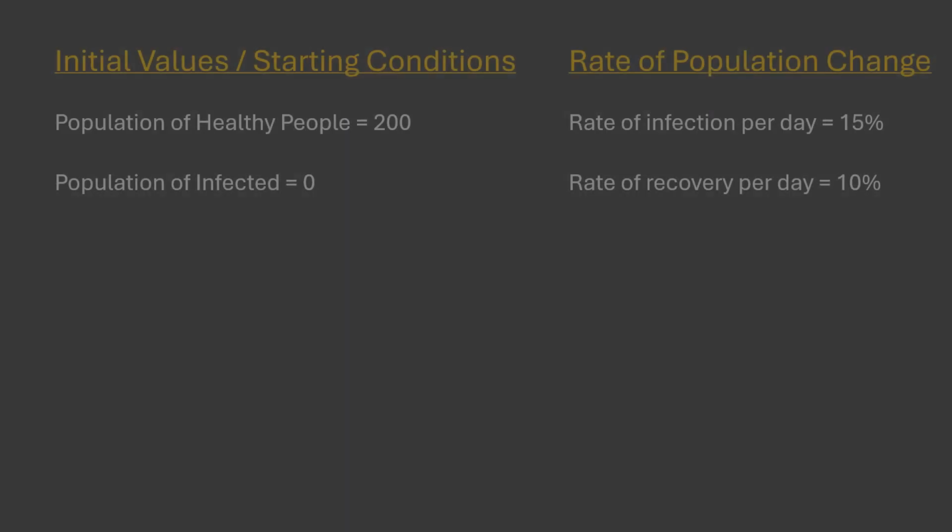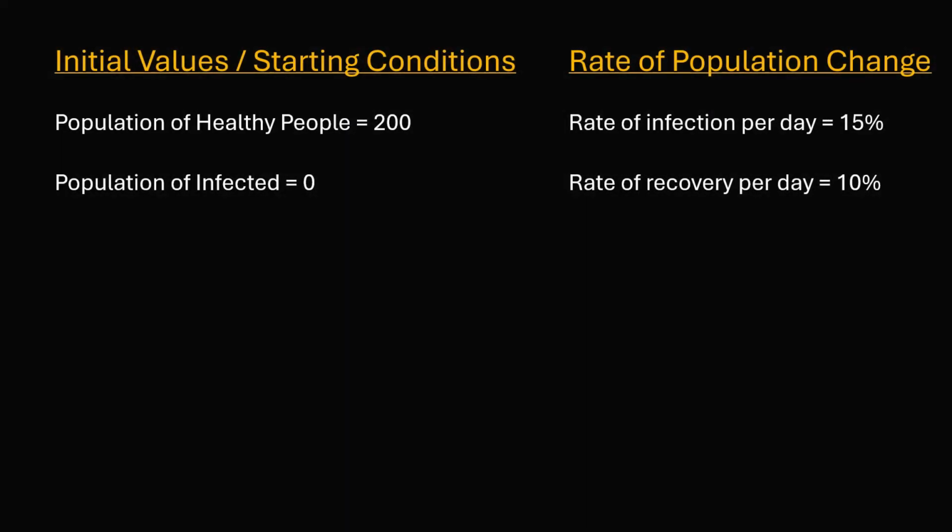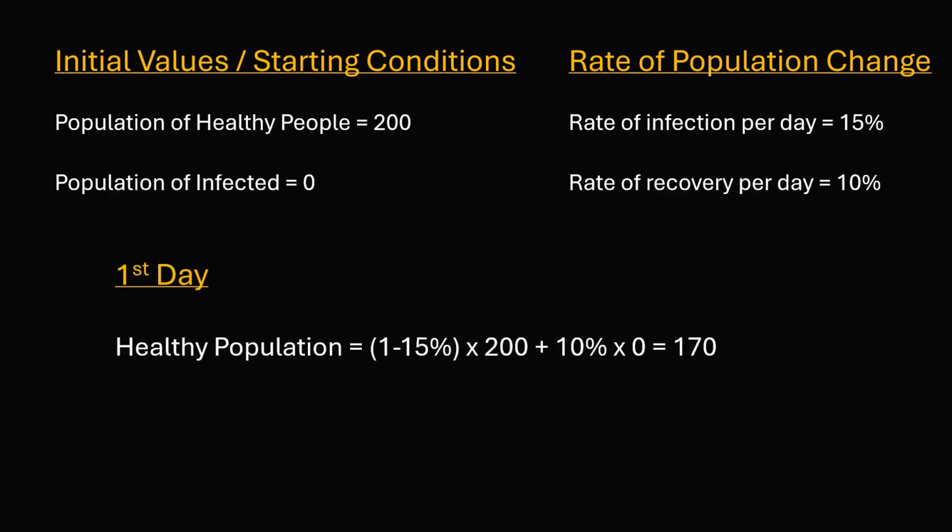So now I can calculate what happens on day 1. The viral infection started on day 0, so healthy population on day 1 will be 85% multiplied by healthy population on day 0. Why 85%? Because 15% is the rate of infection per day. So every day, 85% of the population remains uninfected. So 100% minus 15% is 85%. So healthy population will be 85% multiplied by 200 plus rate of recovery, which is 10%, multiplied by infected population on day 0, which is 0, because there are no infected people on day 0. So this gives me 170 healthy people on day 1.